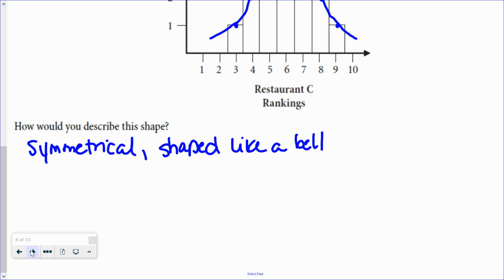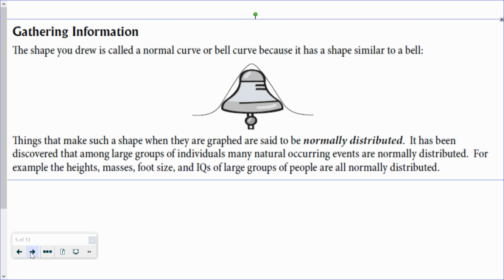So it says gathering information. This shape that you drew is called a normal curve or a bell curve because it has a shape similar to a bell, if you know what a bell looks like, but we usually just call it a bell curve. Things that make such a shape when they are graphed are said to be normally distributed. It's been discovered that among large groups of individuals, many naturally occurring events are normally distributed.